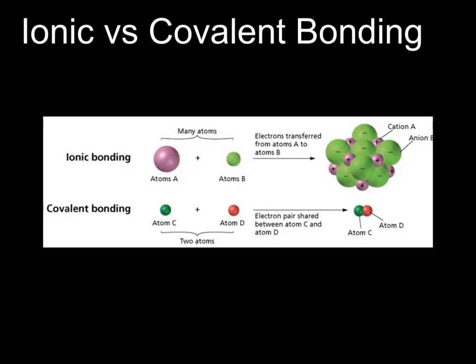So again, in ionic versus covalent bonding, in ionic bonding, we have 2 atoms combining where electrons are transferred. So here in this graphic, atom A is going to have a positive charge and atom B will have a negative charge. When we look at the formula unit here, we can see where the positive and negative charges are grouped together. In contrast, in covalent bonding, the electrons are shared between the 2 atoms to make a molecule.